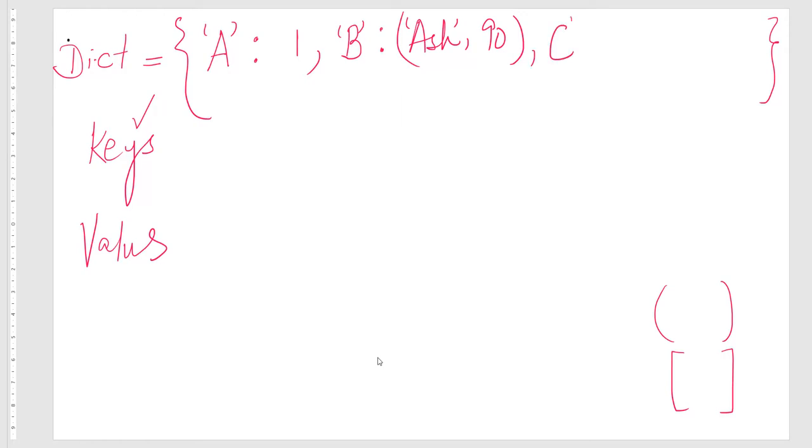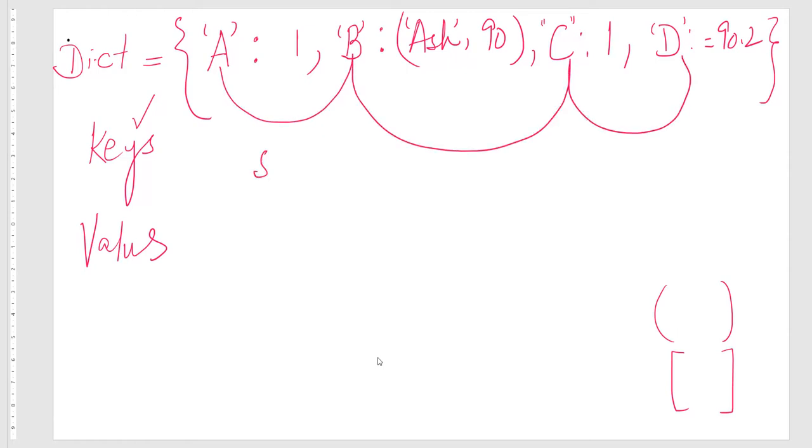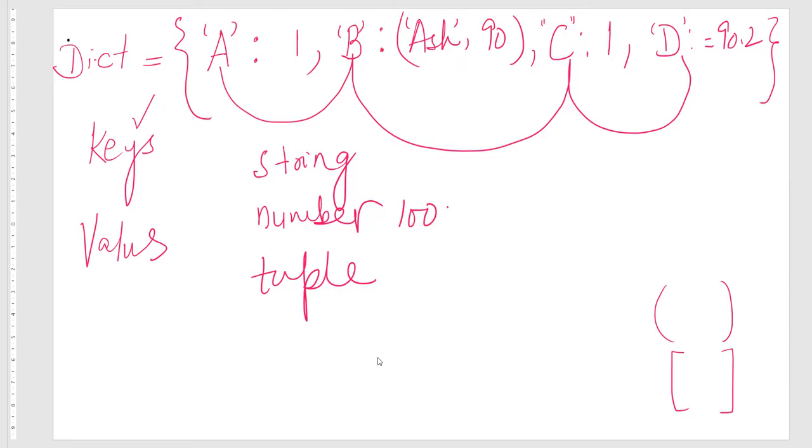Similarly, for the third key I will assign 1, and for the fourth key I will say equal to 90.2. So as I said, these are the keys. Keys can be a string, so these are the strings. Keys can be a number or tuple. If I say 100 is the key, colon, which is 1, 100 is equal to 1. So this is the key, this is the value. So these keys can be string, number, and tuple.